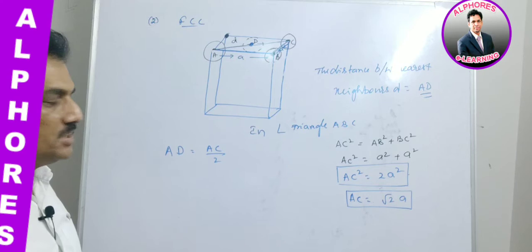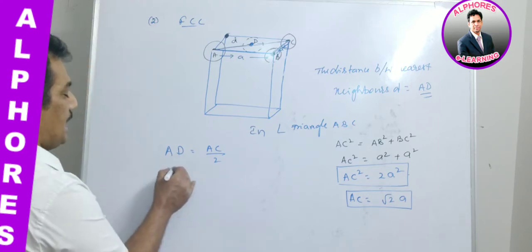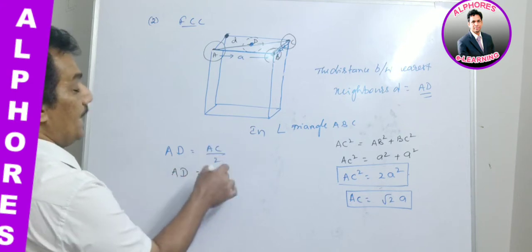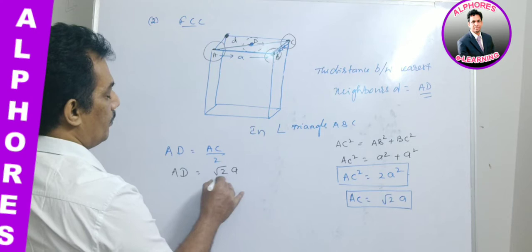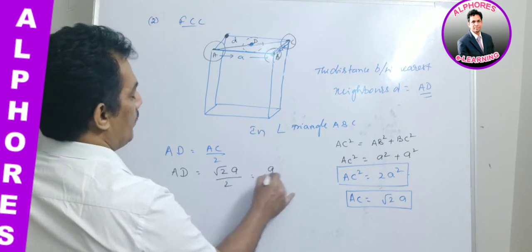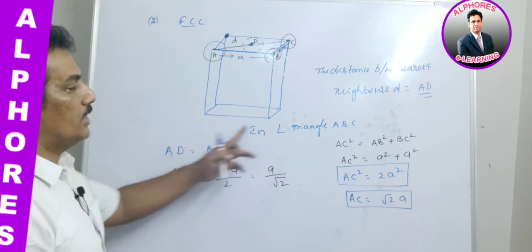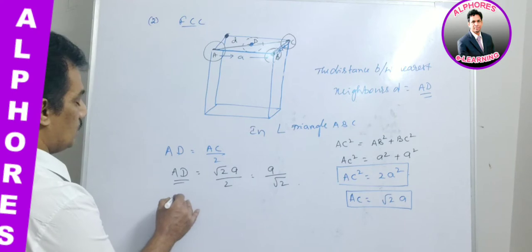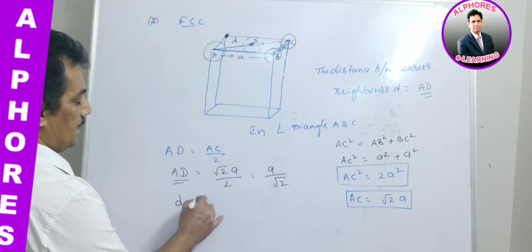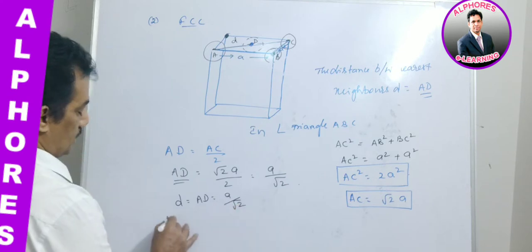Are you following this? Simple, it is nothing but from Pythagoras theorem. And now when AD is equal to AC by 2, AC is root 2A by 2, that is A by root 2. This is AD, internuclear distance.